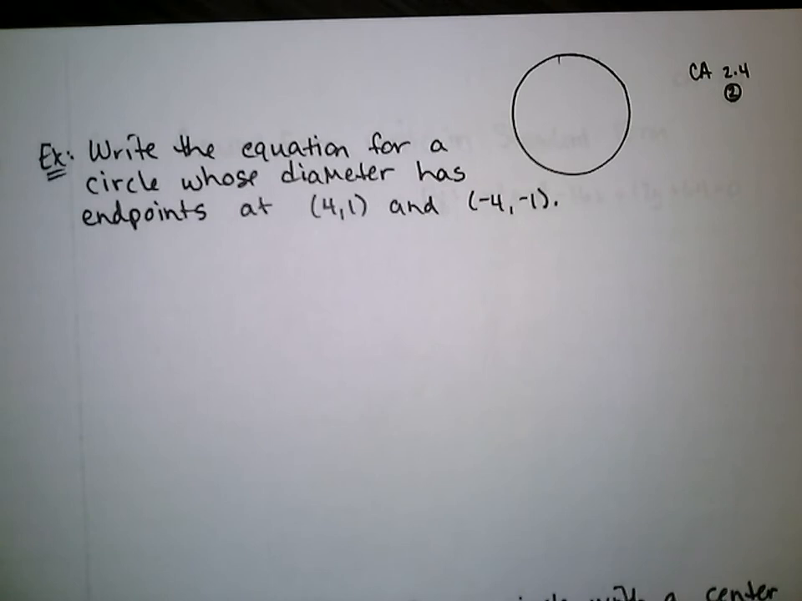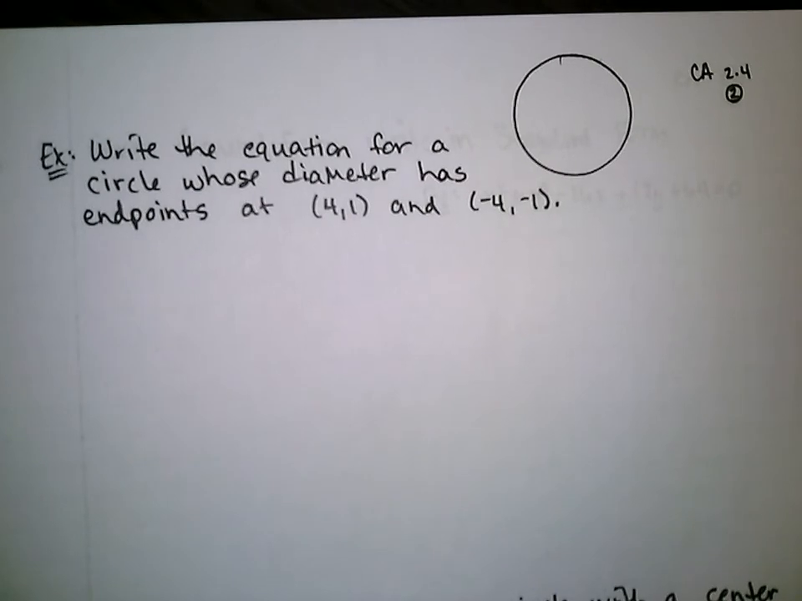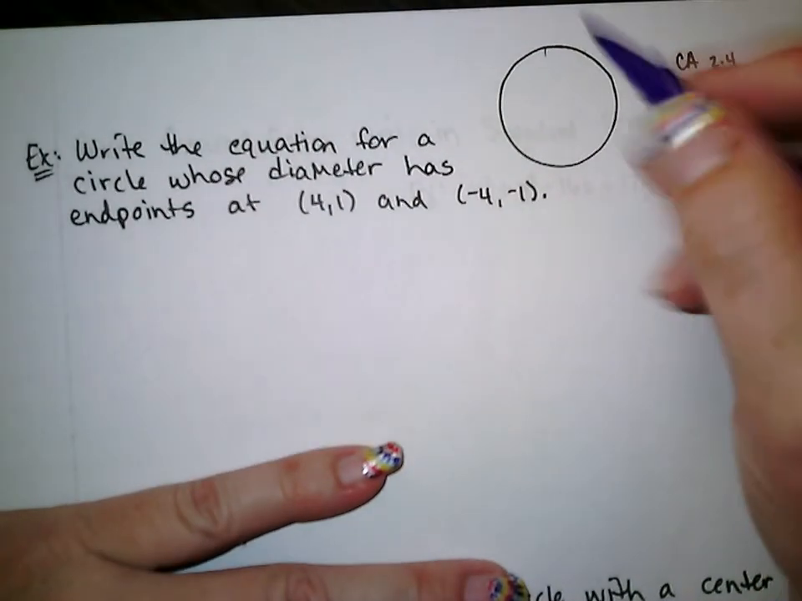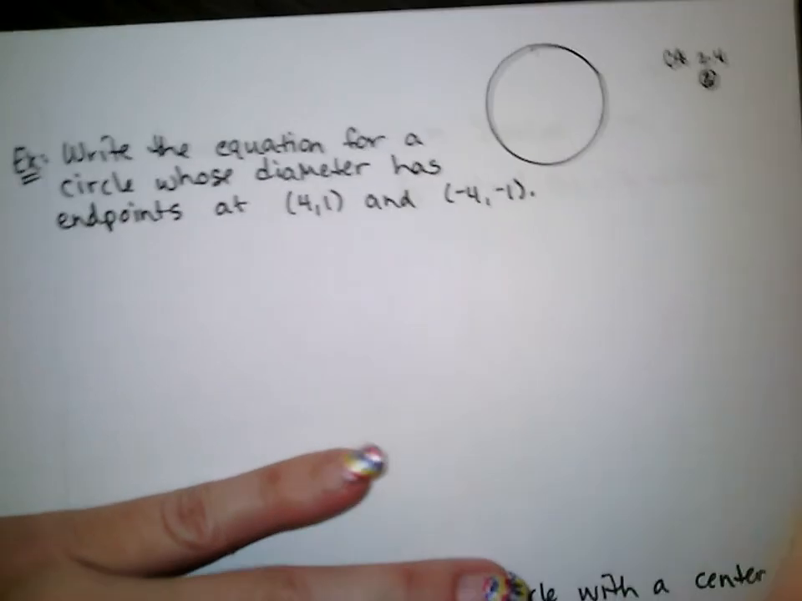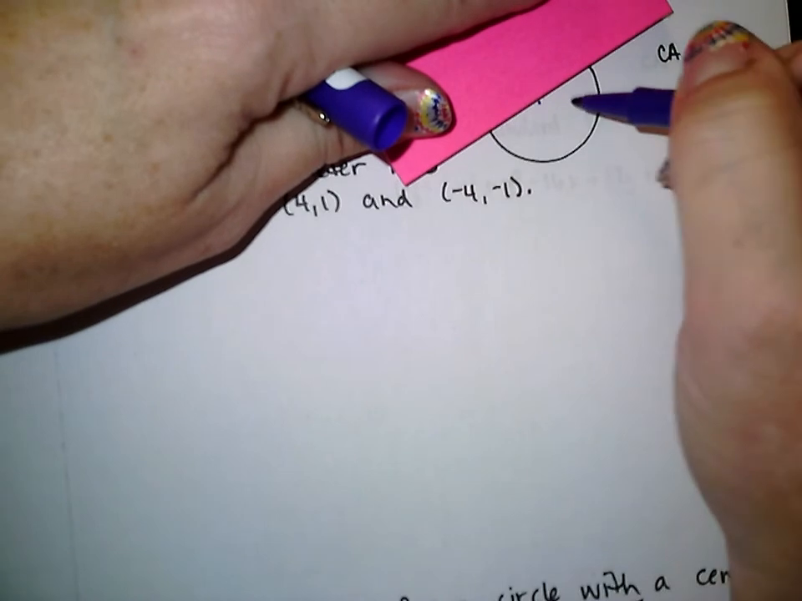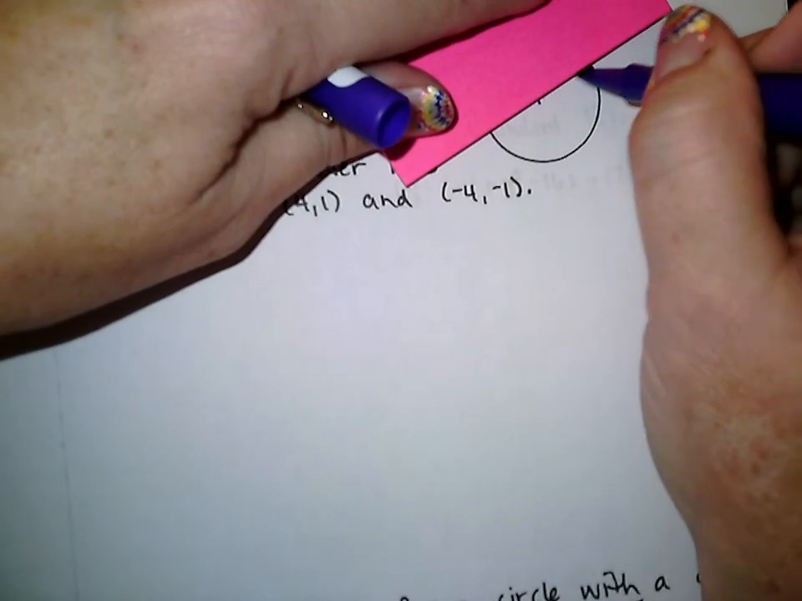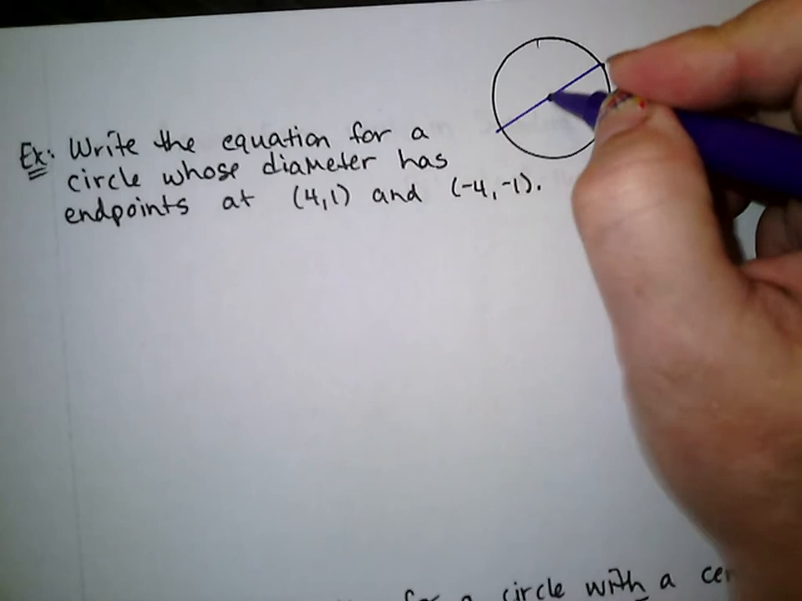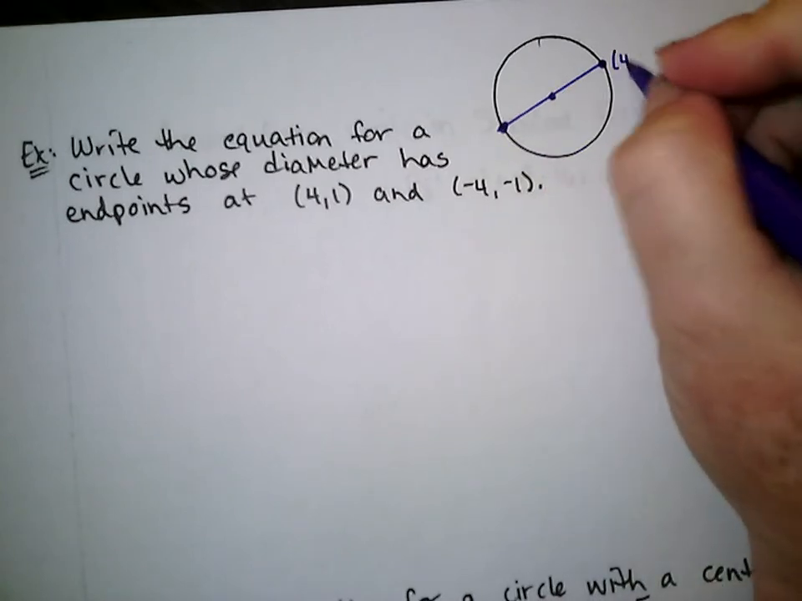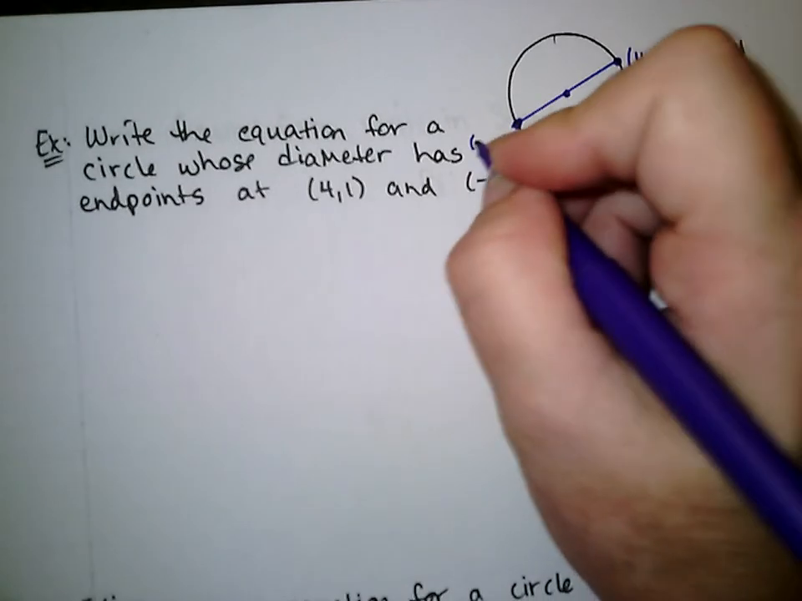Okay, now we're going to write an equation for a circle whose diameter has endpoints at 4, 1 and negative 4, negative 1. So we've got this circle. Remember, diameter goes all the way through the circle, through the center to both sides, to touch both ends on the circle. So if I draw my diameter through my center, I have endpoints at 4, 1 and negative 4, negative 1.